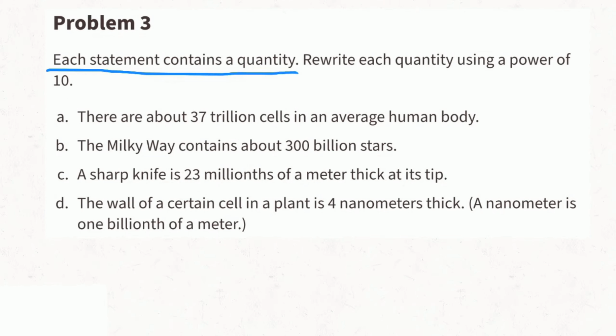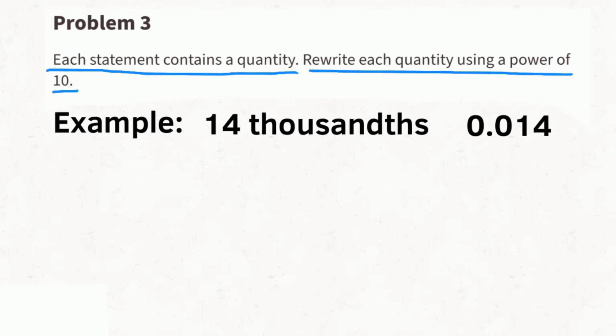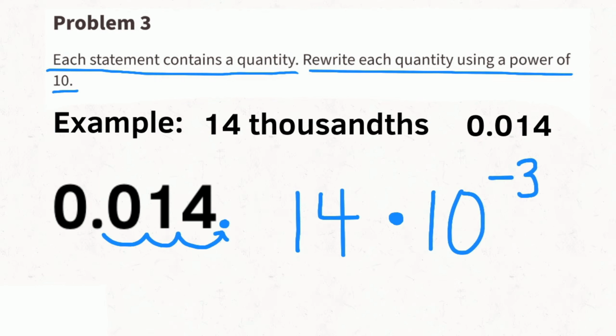Problem number 3. Each statement contains a quantity. Rewrite each quantity using a power of 10. Let me give you an example. 14 thousandths. That's written as 0.014. We can rewrite that using a power of 10 by moving the decimal point all the way right, so it reads 14. And to express it using a power of 10, we can write 14 times 10 to the power of -3. And if you wanted to write it using scientific notation, we would put the decimal point between the 1 and the 4 and write it as 1.4 times 10 to the power of -2.